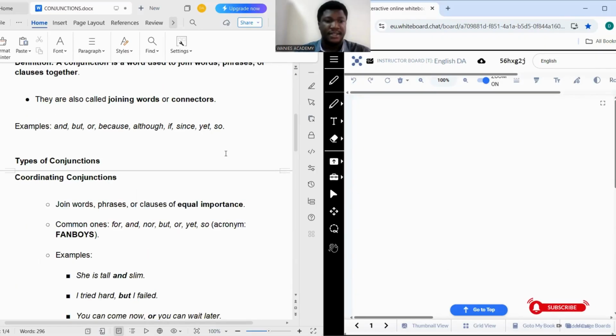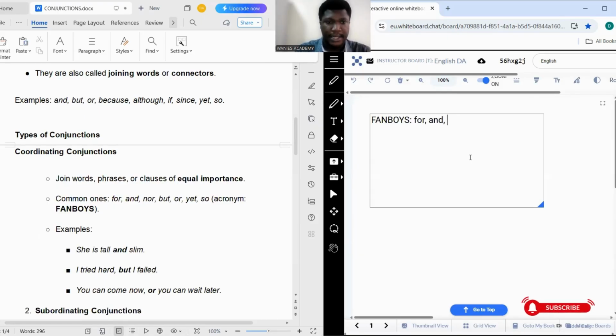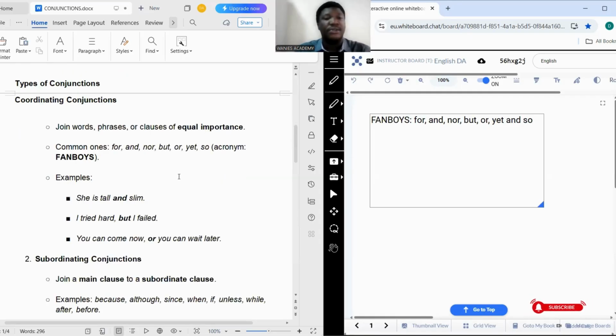Now, as we proceed into our lesson, we'll learn the different classes or types of conjunctions that we have. The first is the coordinating conjunctions, also known as FANBOYS. There's a popular acronym for them, FANBOYS, and it stands for: for, and, nor, but, or, yet, and so. If you take the first letters of all of these coordinating conjunctions, they form FANBOYS. Now, these are examples of coordinating conjunctions, but there are different ways we can use them in sentences.